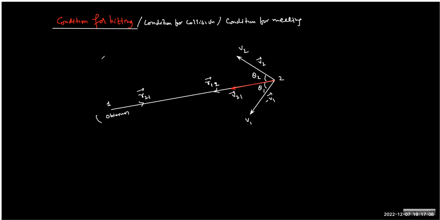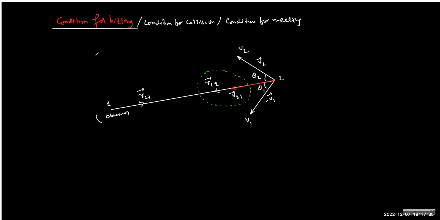Which two vectors must be parallel to each other? Can you see the vectors which are parallel? Look at these two vectors. Are they parallel? Yes or no? Guys, tell me. Yes, sir. So what is the condition?